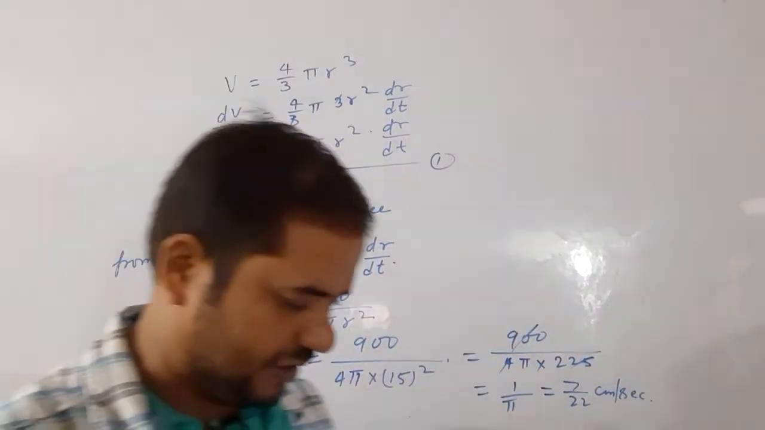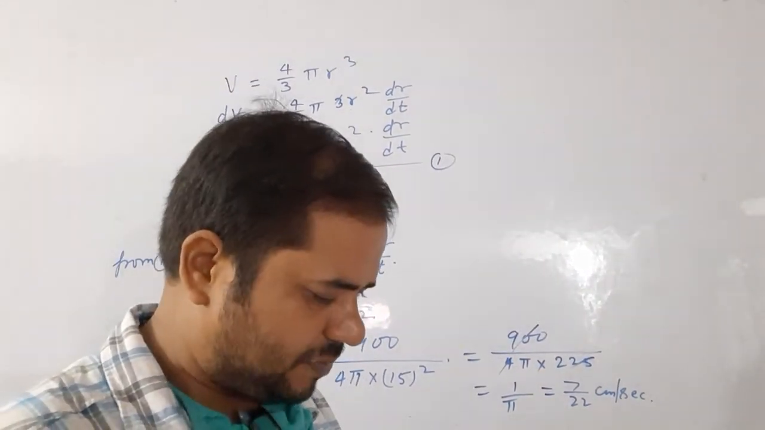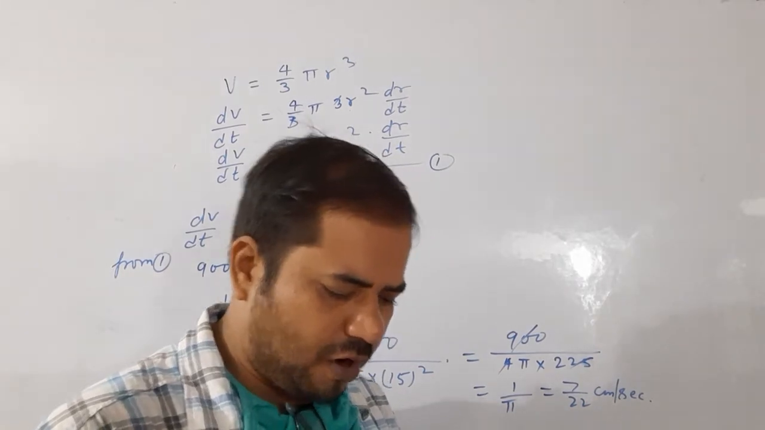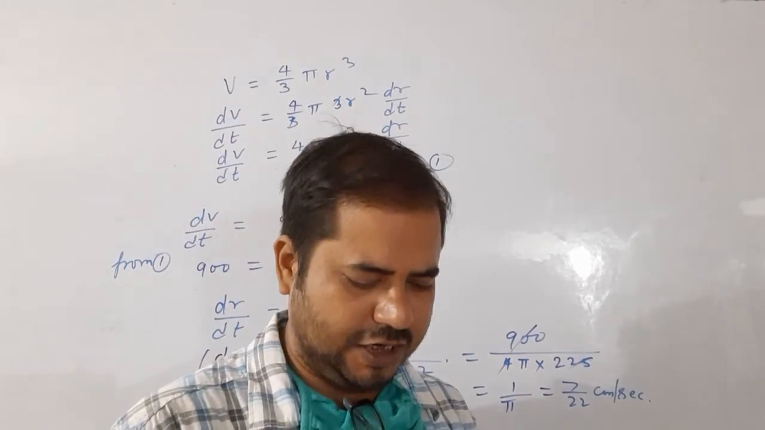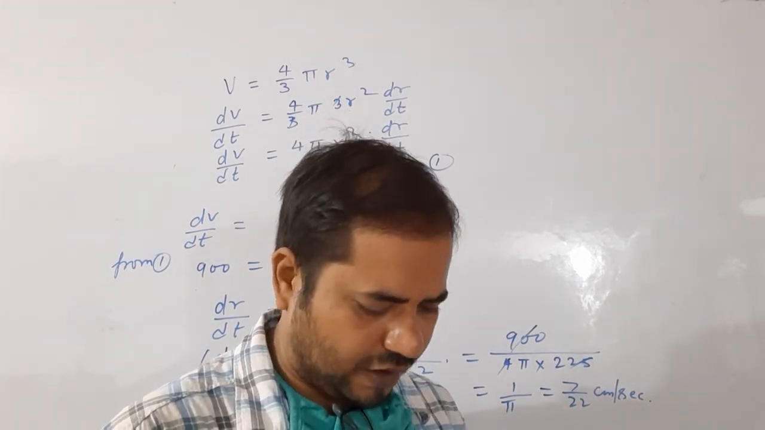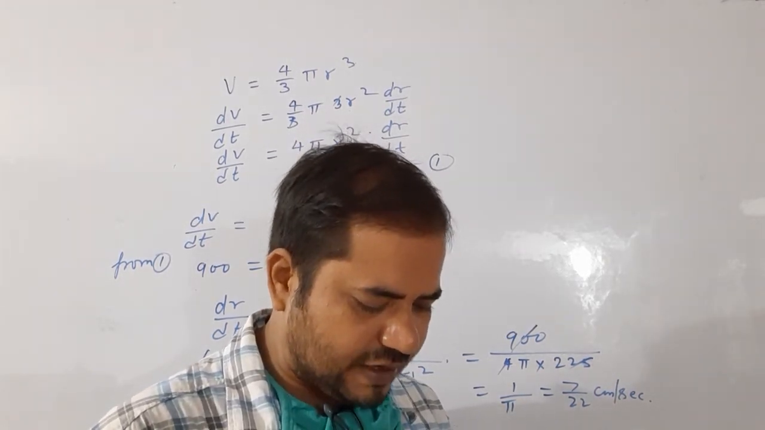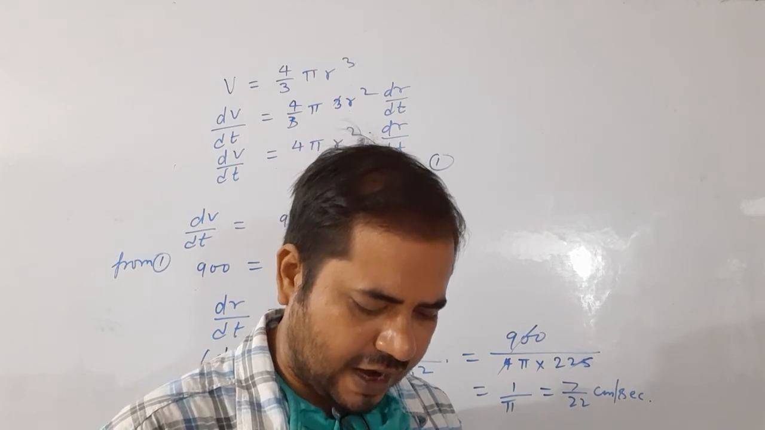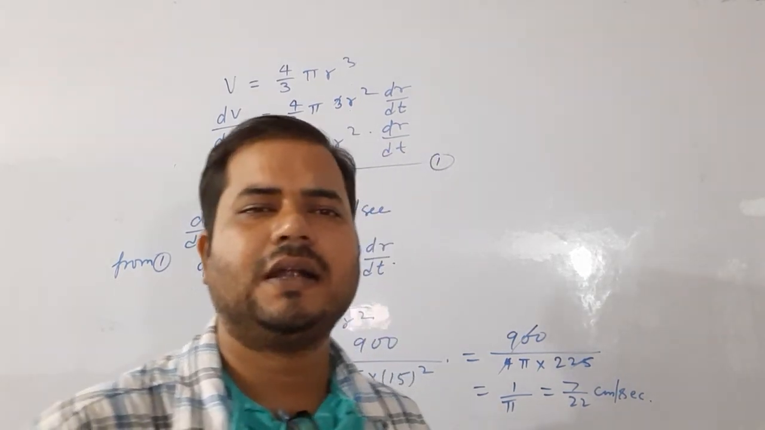I hope you completed this one. Now the next question, this is also from NCERT. The volume of a cube is increasing at a rate of 9 cubic centimeter per second. How fast is the surface area increasing when the length of an edge is 10 centimeters?